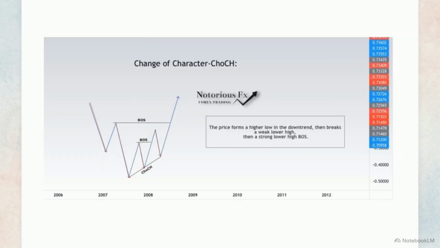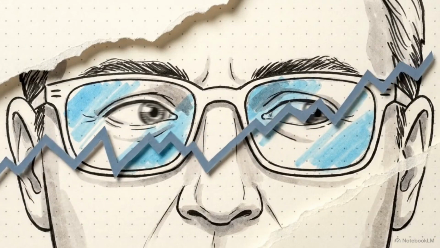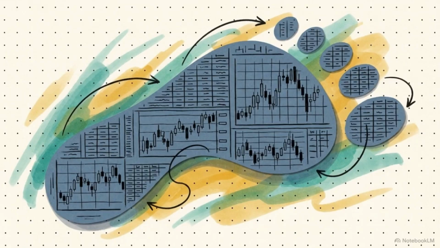This chart illustrates the critical warning sign that a trend is dying. When the price fails to make a new low and instead aggressively surges past its previous peak, it triggers a change of character, indicating a reversal. By tracking these breaks of structure and changes of character, you stop trying to guess where the price will go and start reading the undeniable footprints left by institutional capital.